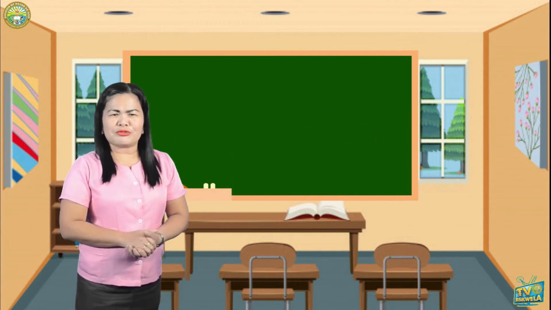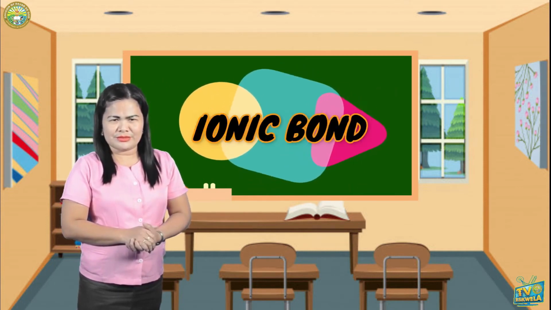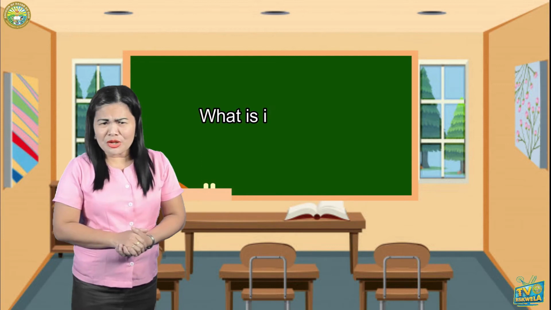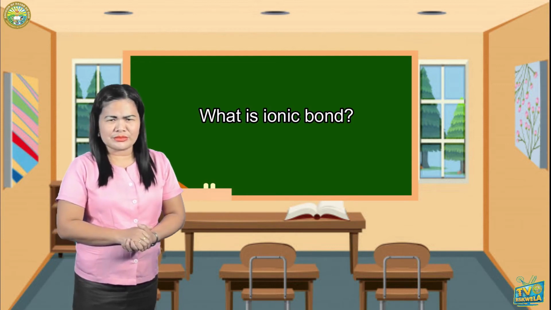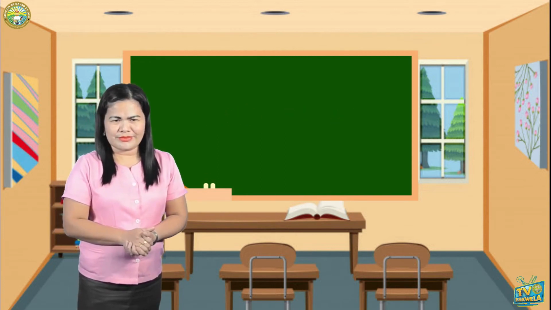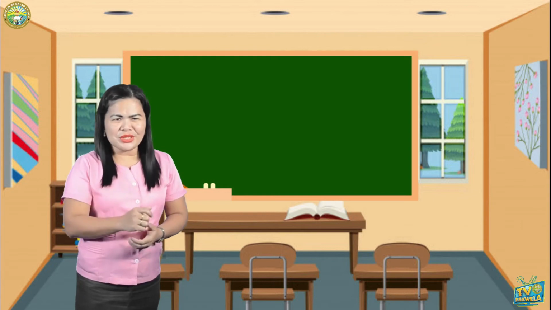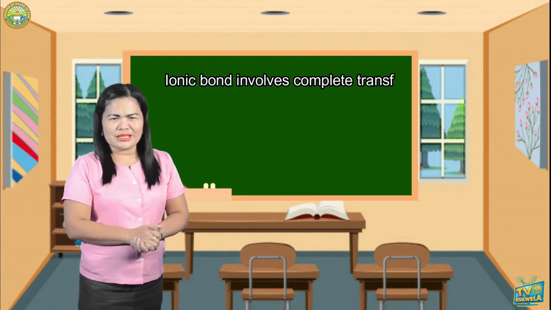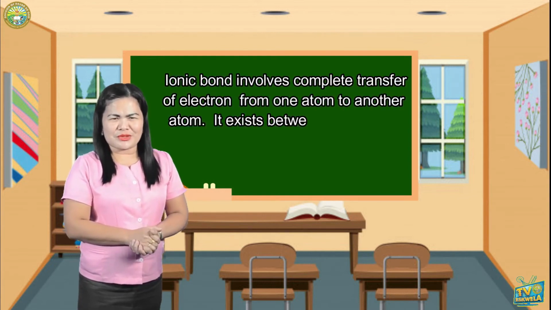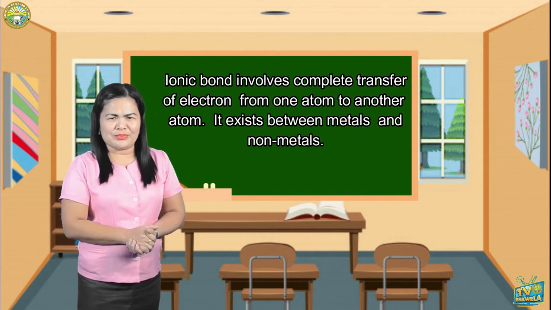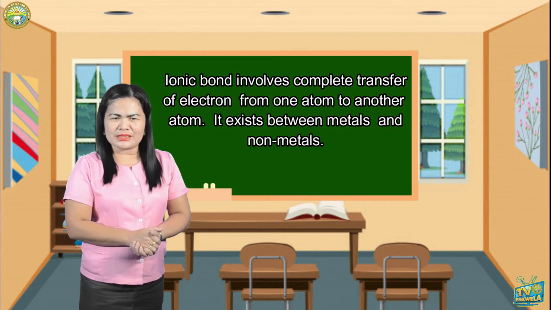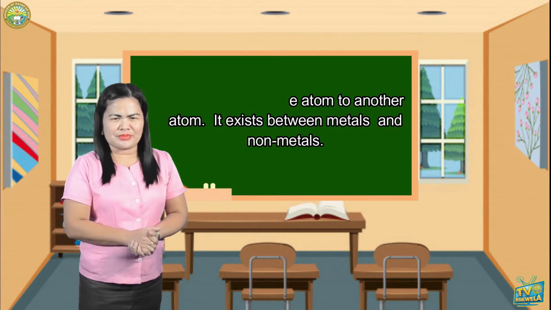This time, we will first discuss ionic bond. What is ionic bond? Very good! Ionic bond involves complete transfer of electron from one atom to another atom. It exists between metals and non-metals.